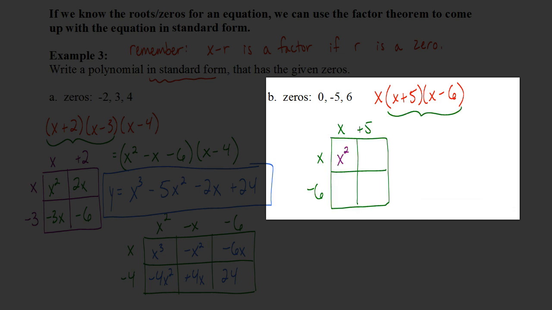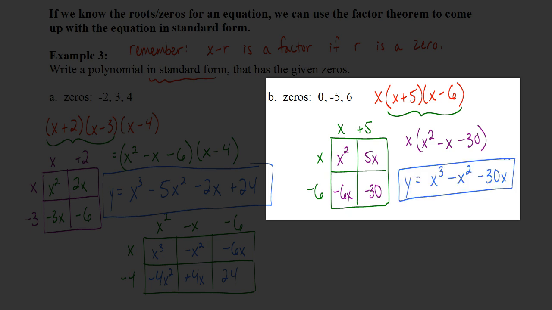So when you multiply these together, we end up getting x squared, positive 5x, a negative 6x and a negative 30. So when we combine like terms, we get x squared minus x minus 30, but don't forget, we have to multiply everything by x now. And when you do that, you get your polynomial of y equals x cubed minus x squared minus 30x. So hopefully you got that as your answer.